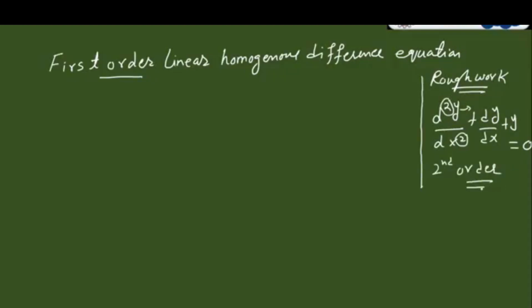And similarly, if this term is absent, then the equation is first order. We call it first order because the highest derivative left is 1, so it is a first order derivative. But what does this order mean in a difference equation? The idea is quite simple.